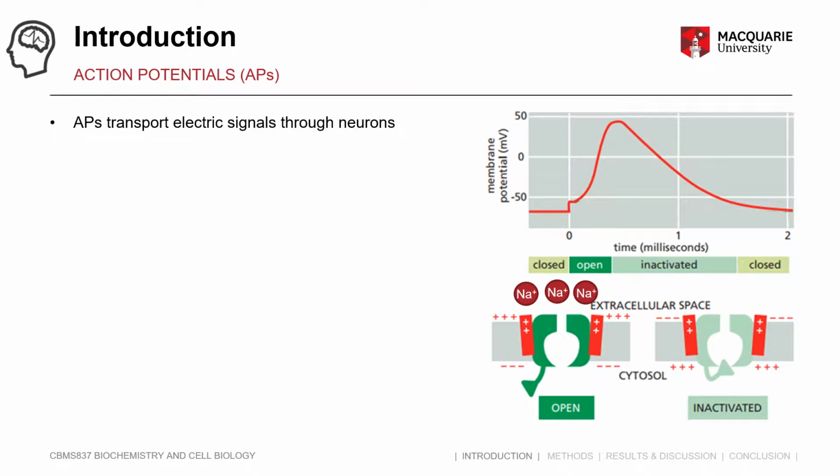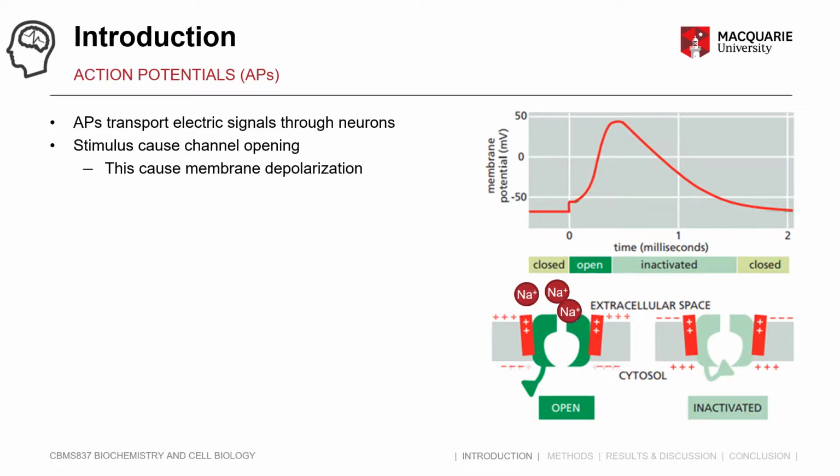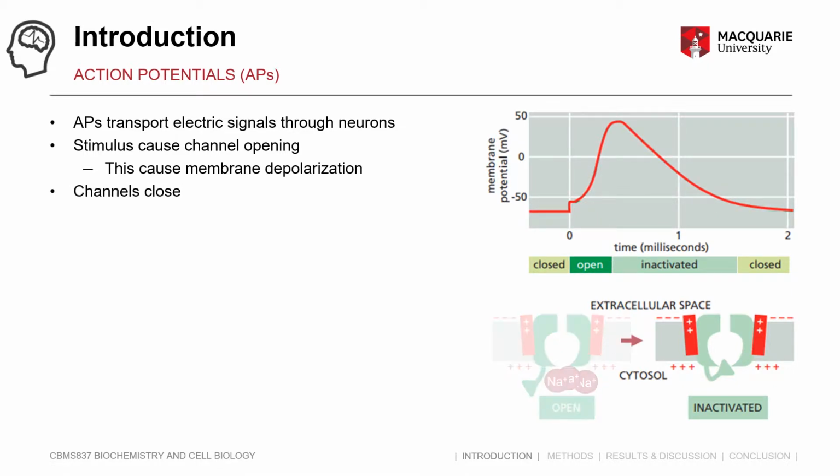An action potential is what transports the electric signal through neurons. It is initiated by a stimulus which causes channel opening, and this allows sodium ions to flow through a channel. This causes a membrane depolarization. After this, channels close and the membrane can re-establish its membrane potential.